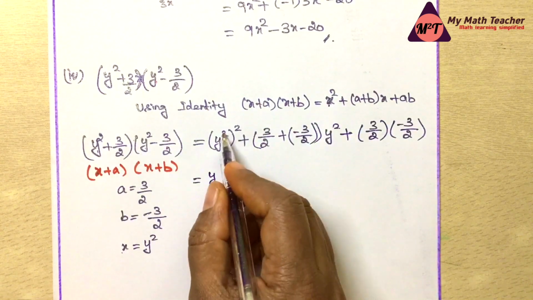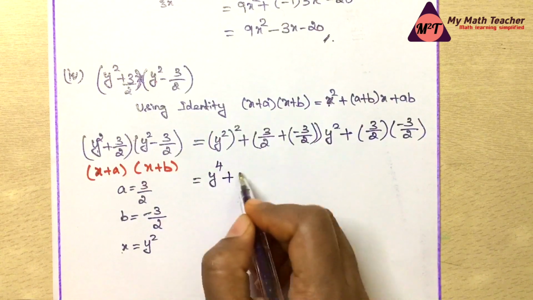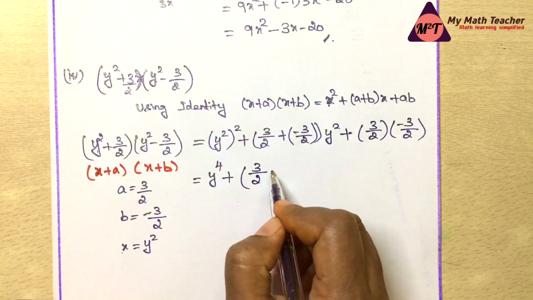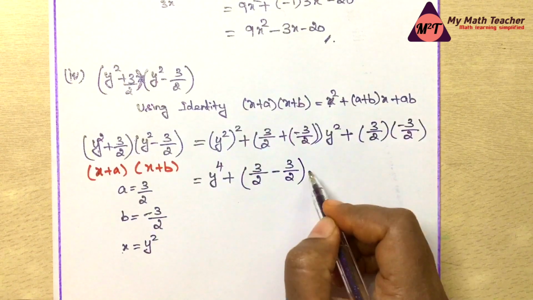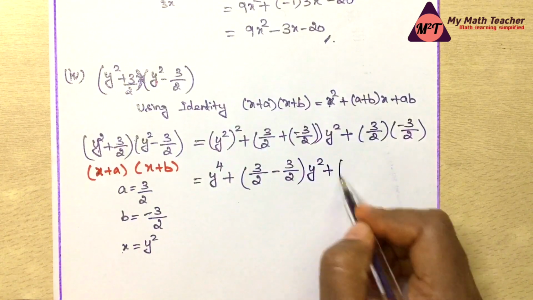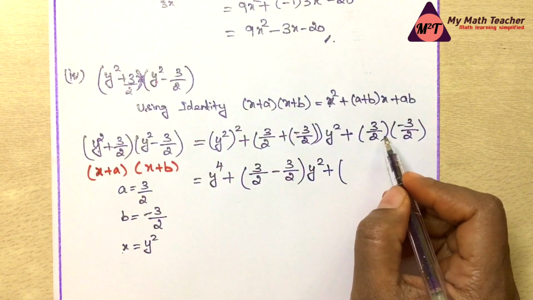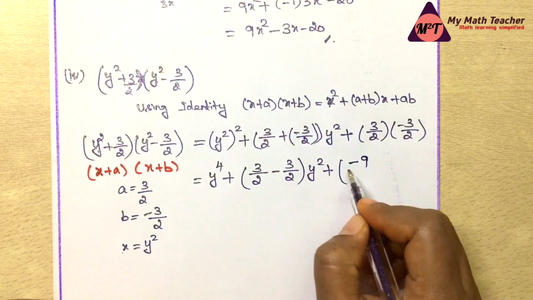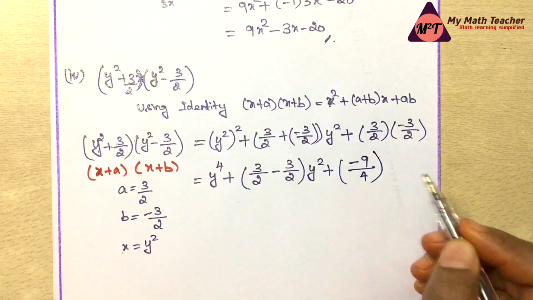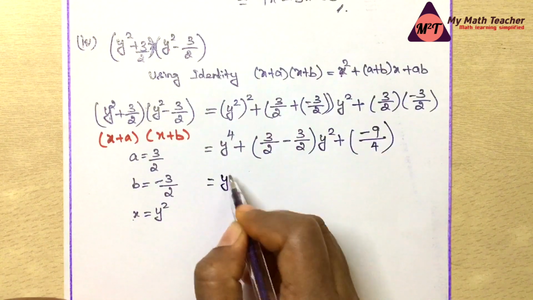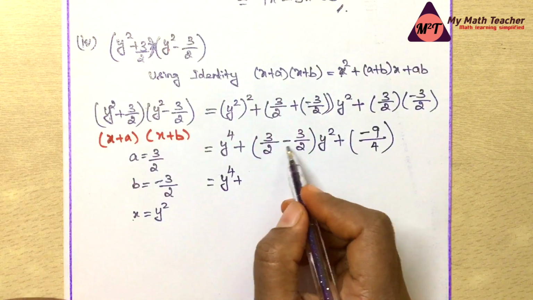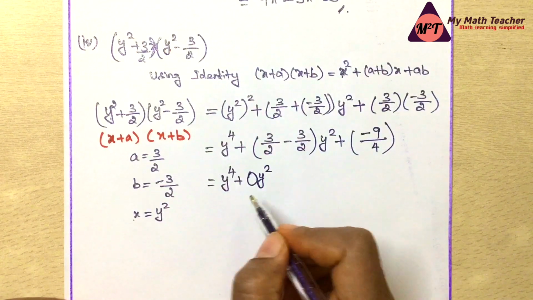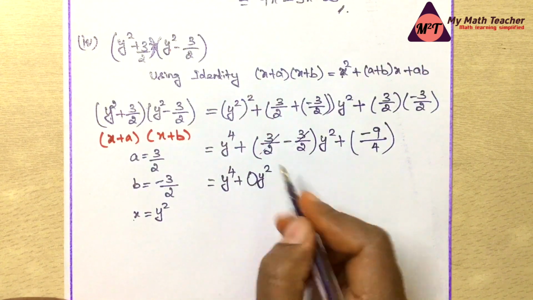It is y power 2 2s are 4 plus, open the bracket, simplify this, 3 by 2 plus into minus, it is minus 3 by 2 into y square plus, open the bracket and multiply this. This is product. So 3 into minus 3, it is minus 9 divided by 2 2s are 4. Here y power 4 plus 3 by 2 minus 3 by 2, it will be 0 y square. Okay, so here you can see this is 0 into y square.